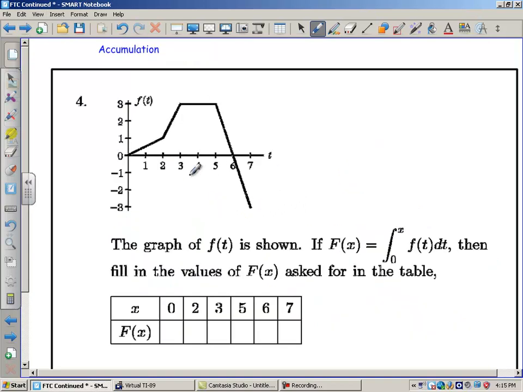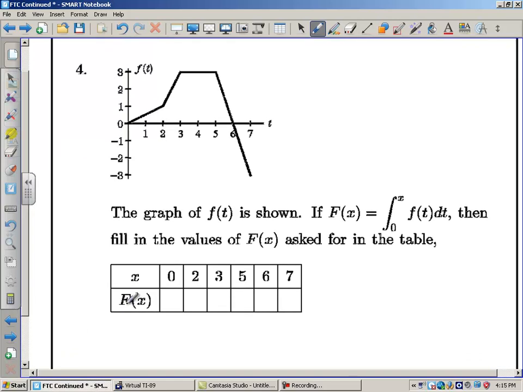Here's another one where we're just accumulating areas under a curve, keeping in mind that anything below the x-axis is negative. So we're going to fill this table in. We want to find capital F of 0. Well, capital F of 0 means plug 0 in for x. That would be the integral from 0 to 0 of f of t dt, where f of t is here. So what is the area under a curve from A to A, or from 0 to 0, or if these numbers match? Well, that means it has no width, therefore the area is 0.